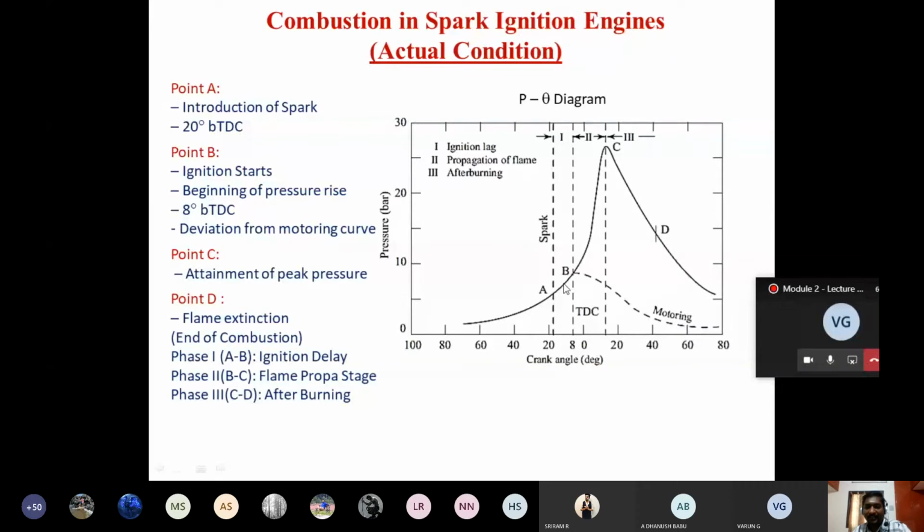This AB is called stage 1. Here it is written stage 1, right? So A to B is your flame development stage or ignition lag stage or preparation stage. Okay, so here the combustion starts. From here combustion starts. As soon as the combustion starts, there is a sudden rise in pressure, right? Here you can see there is a sudden rise in pressure. How long does this sudden rise in pressure take place?